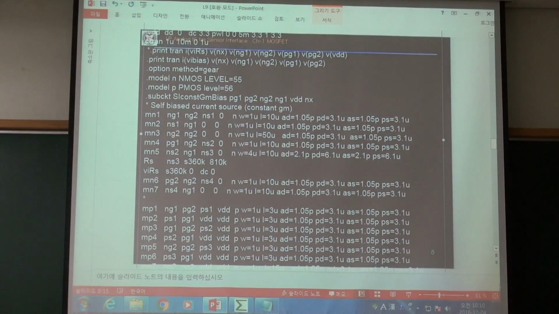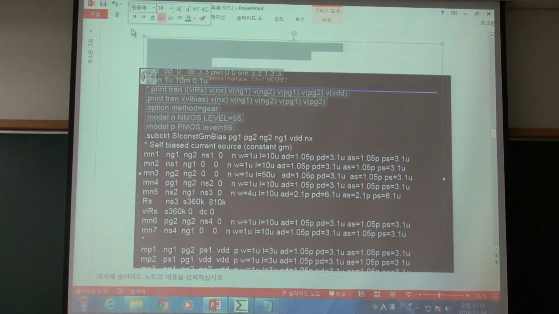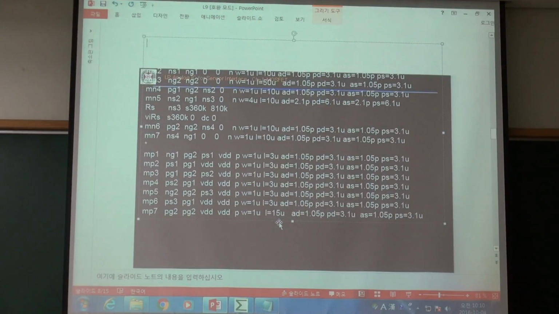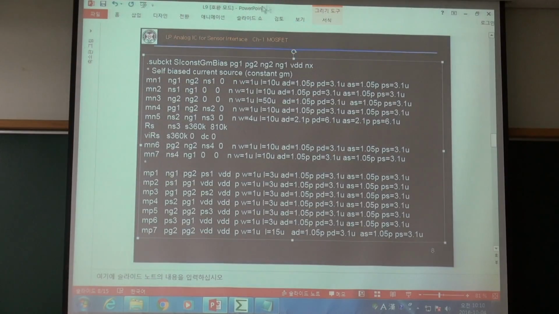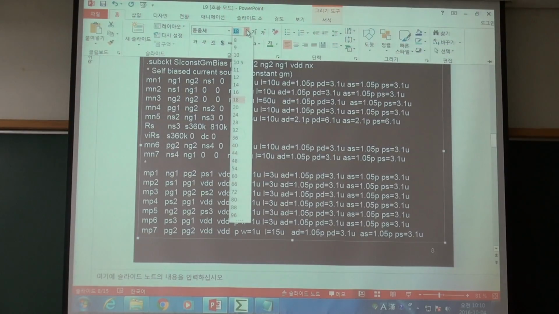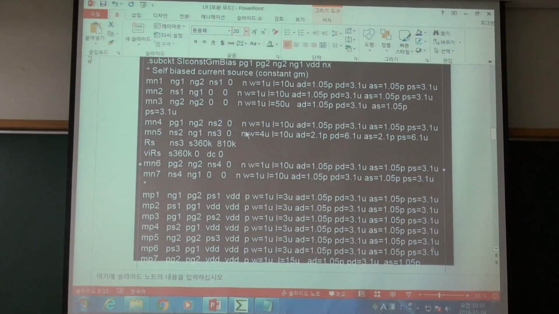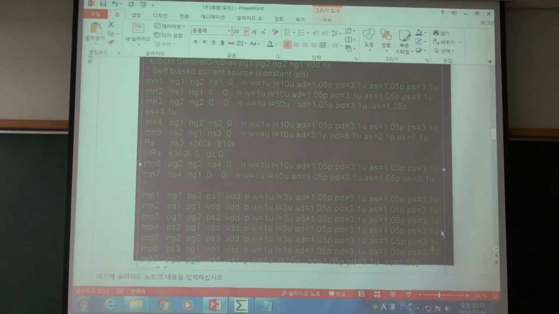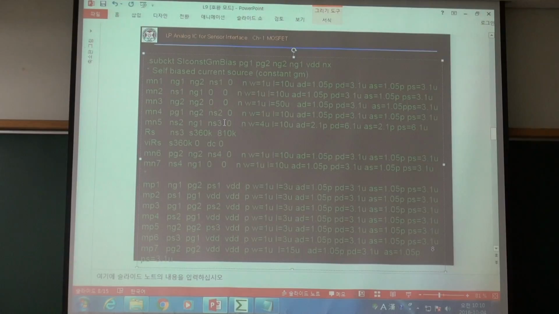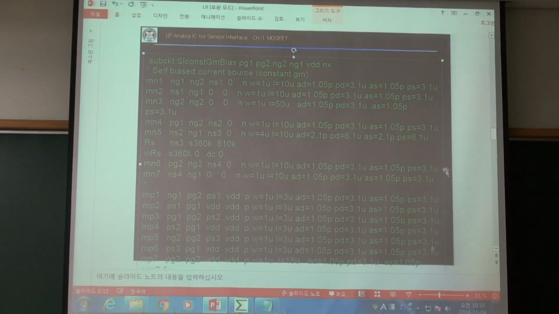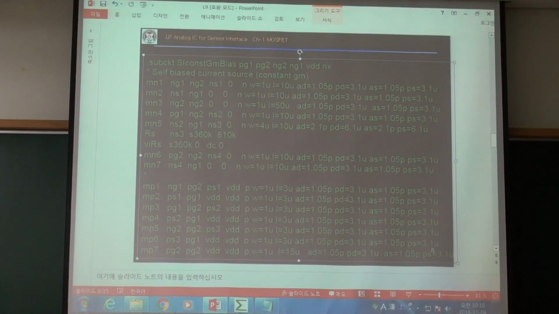So let's look at the circuit part only. Let's eliminate all others. This is a circuit part. All right, this is my circuit part. How come this PS is here? It's a little bit large. Okay, fine.